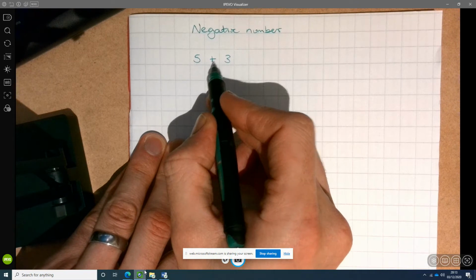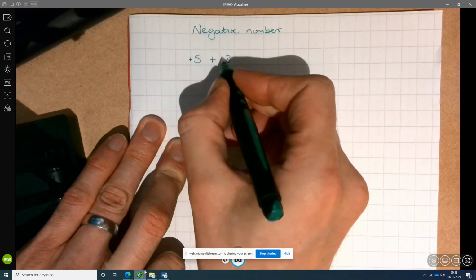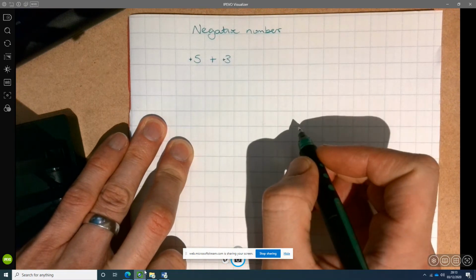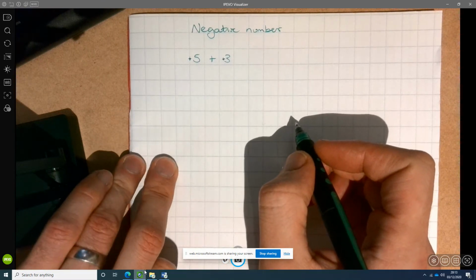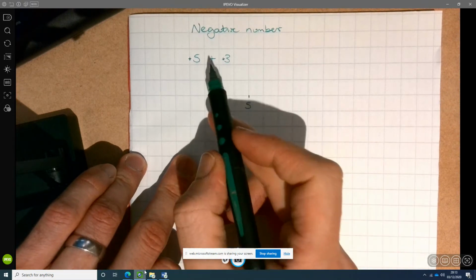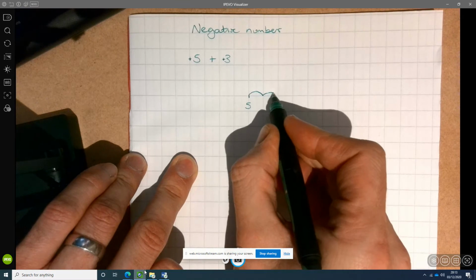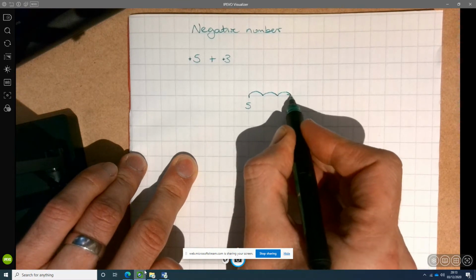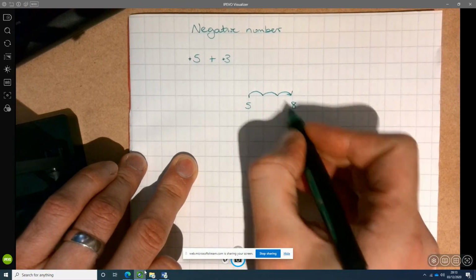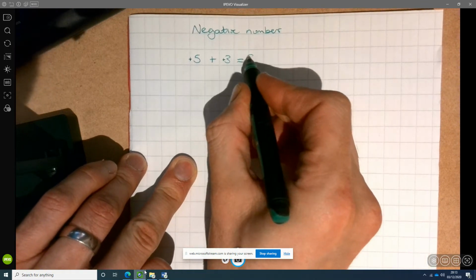The operation is add, and that's a positive 3. Obviously we don't put the positive signs in there, but if we do, just for the benefit of what we're doing here, it might make it a bit clearer. So if we start on a number line at 5, and we add 3 on, we go 1, 2, 3 in that direction, and we get to 8. So we've done 5 plus 3 equals 8.